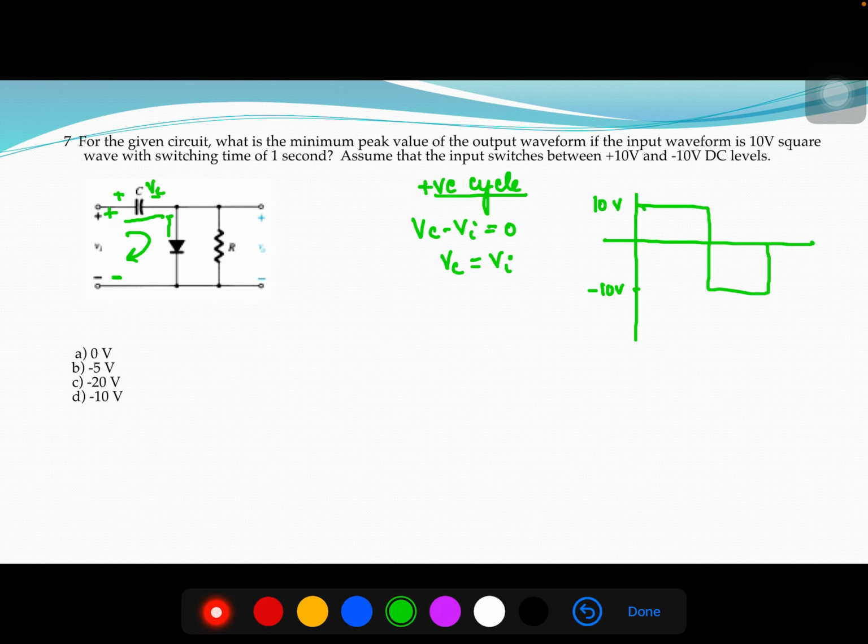Now what is the VI value you have to take here? You are moving in the positive cycle, so take the peak value of the positive cycle, that is 10 volt. So VC is 10 volt.